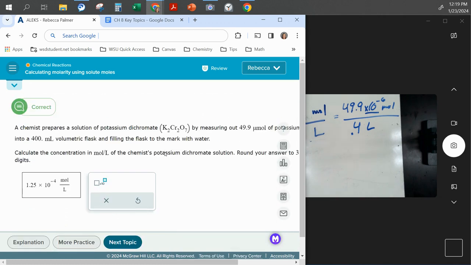Okay. Questions on this one? This one's just being familiar with the units that come up, converting, and then dividing the correct units.